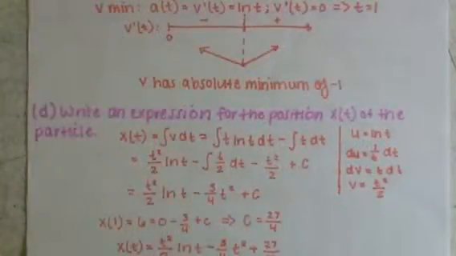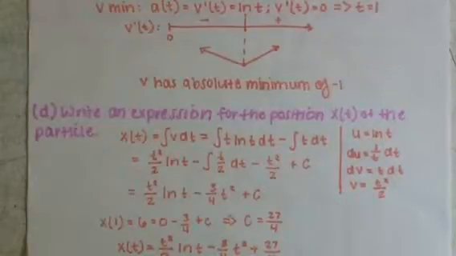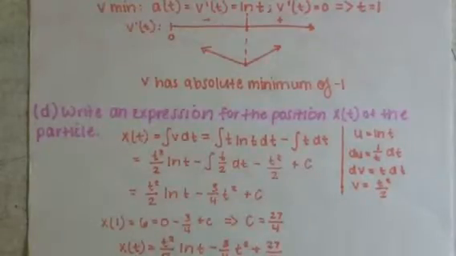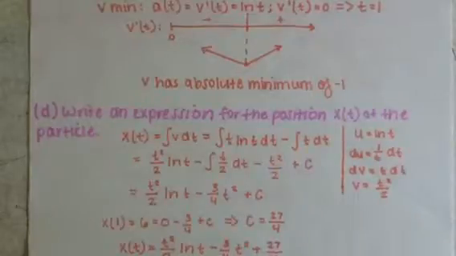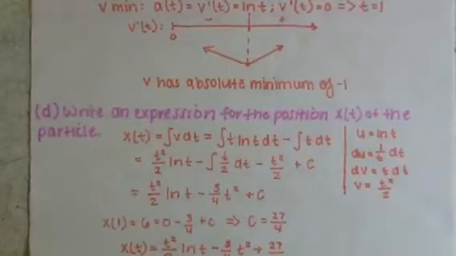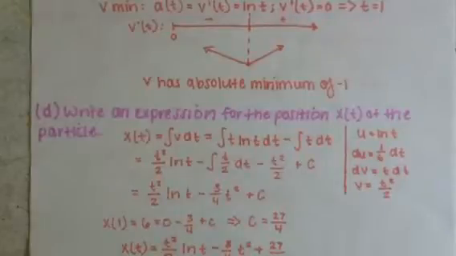C says, what is the minimum velocity of the particle? Show the analysis that leads to your conclusion. To find the minimum velocity, you basically have to set the derivative of v of t equal to 0. The derivative of v of t is ln of t, which we got from part A. And when v prime of t, or a of t, equals 0, then t equals 1.